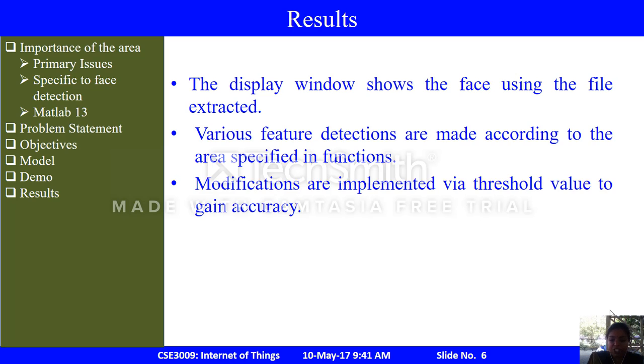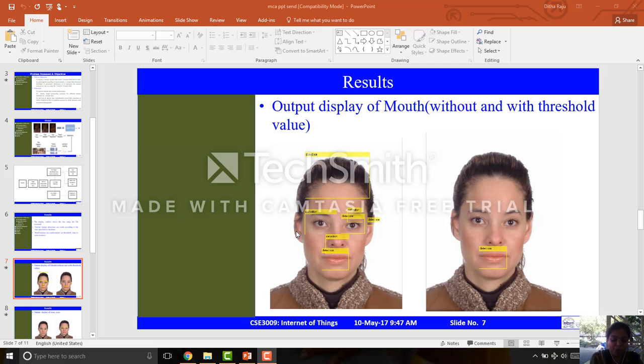Then these modifications are implemented, as I told, using the threshold value. This improves the accuracy of detecting the face. So this is how the output will be displayed on the display window of MATLAB. Here, as I said before, a threshold value for each and every part will already be programmed into the program. So if a user gives us a threshold value, it will be matched with the already given values. Here in this example, the user has given the threshold value of the mouth.